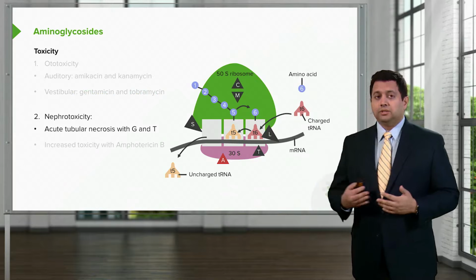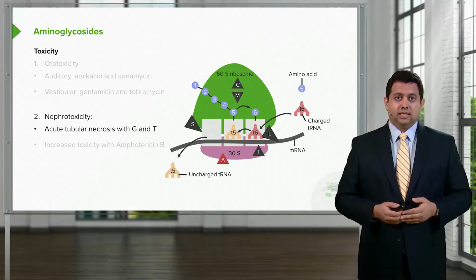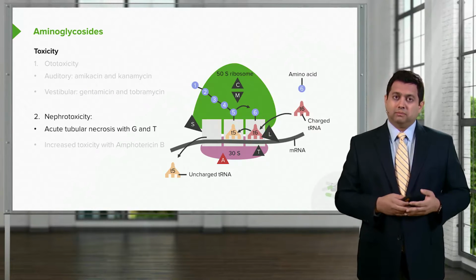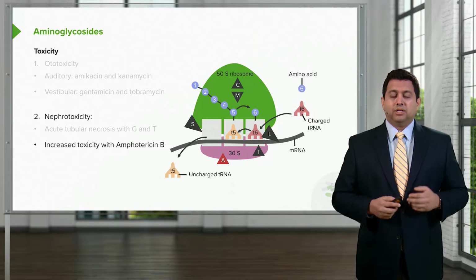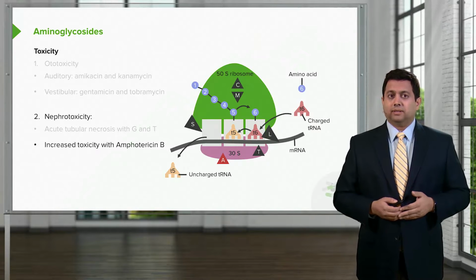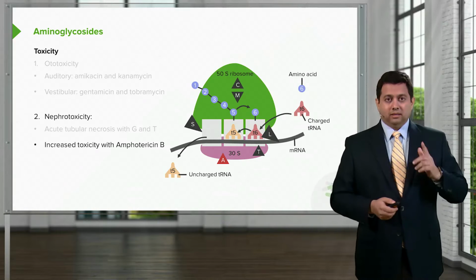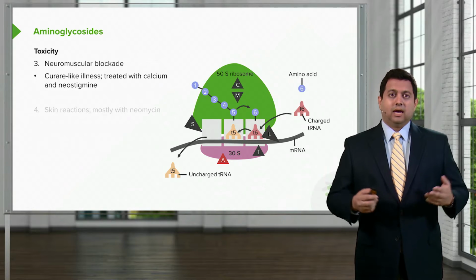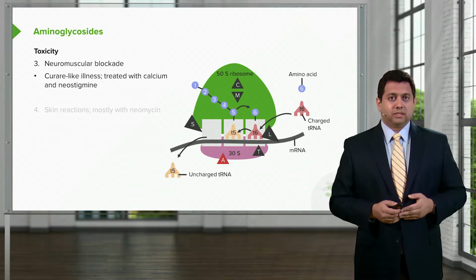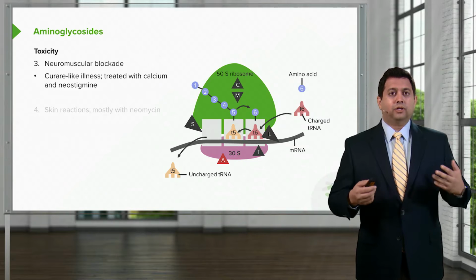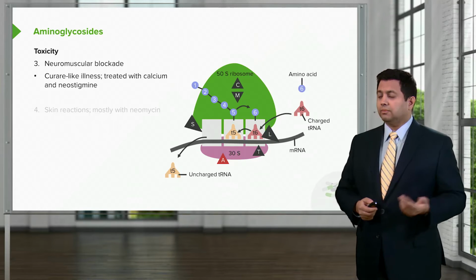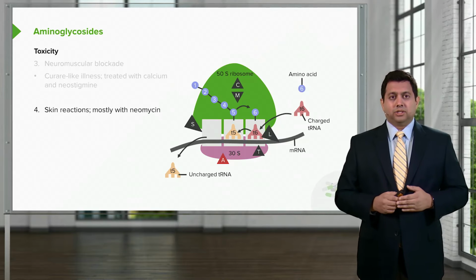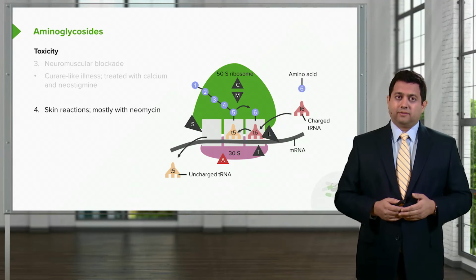Other toxicity issues include nephrotoxicity. Remember that you can get acute tubular necrosis with gentamicin and tobramycin, and you can get increased toxicity with something called amphotericin B, which I'll talk about later. Other toxicity includes neuromuscular blockade. There's often a curare-like illness, and you treat it with calcium and neostigmine. Finally, there are some skin reactions, mostly with neomycin, that you have to be aware of.